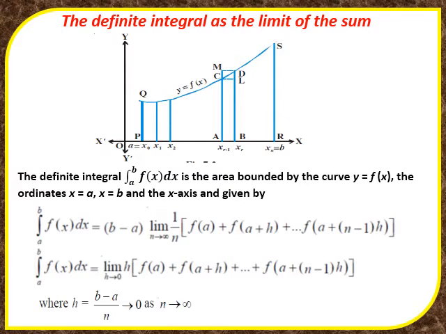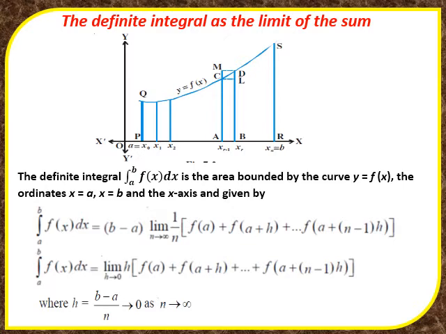Now if you look at the figure, we have a curve QS and the definite integral of any function f(x) in the interval a to b. You can see that x equals a and x equals b are there. It is the area bounded by the curve y equals f(x), where f(x) is our curve, and the coordinates x equals a and x equals b, and the x-axis. So if you see the area PQSR, curve and the x-axis, and x equals a and x equals b, this is our definite integral. Clear?